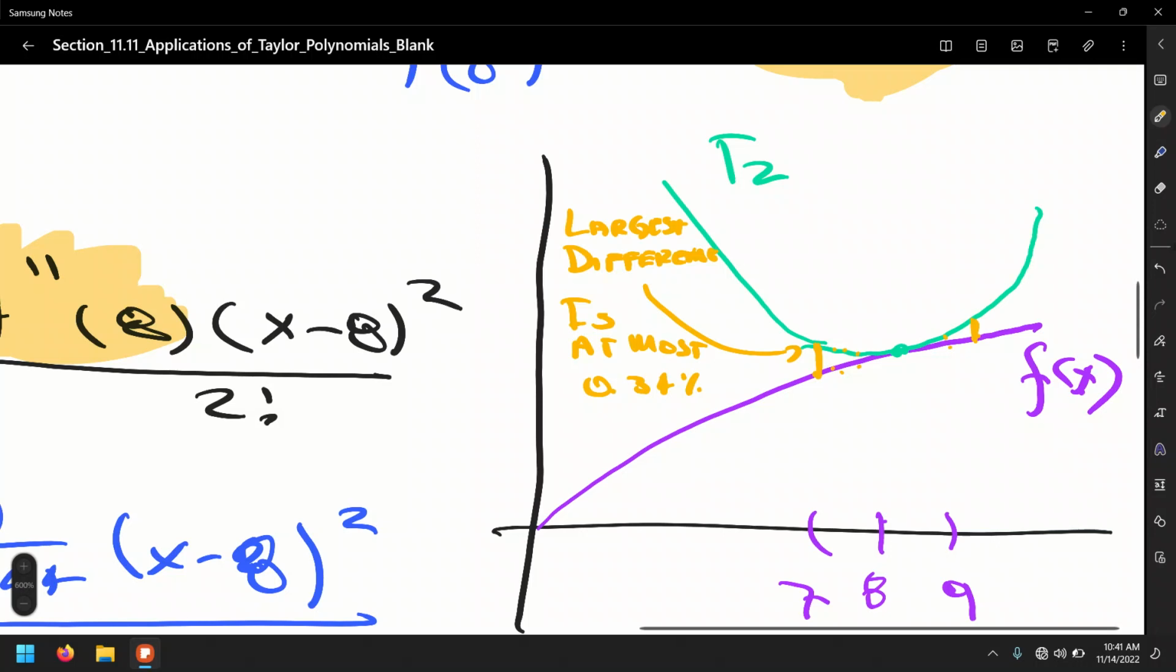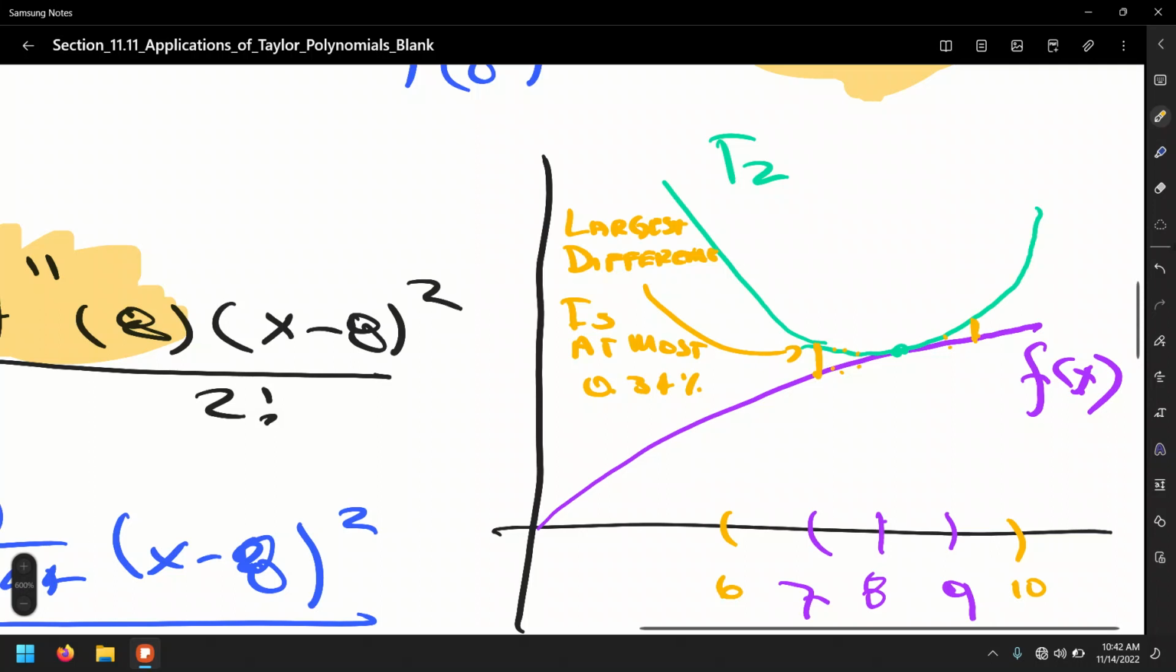Of course, here we can ask ourselves, what would happen if we went to the interval, say, 6 to 10? Would this 0.34% be a smaller number or a larger value? What would that be instead? Anyone? Yes. Exactly, larger, because we're getting further away.